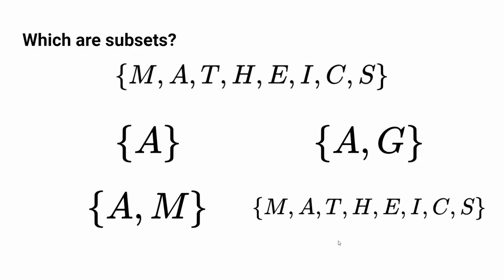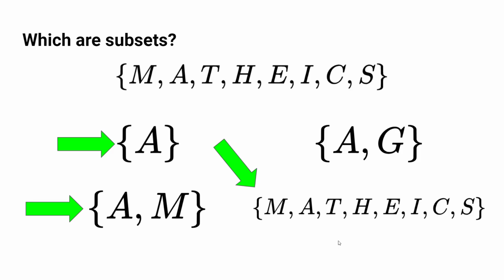Here are your correct answers. The first two sets, A and AM, are subsets because every element in each one is also an element in the set we started with. AG is not because the letter G is not found in the original set. And the last one is the same as the original set, and we've already explained that every set is a subset of itself.